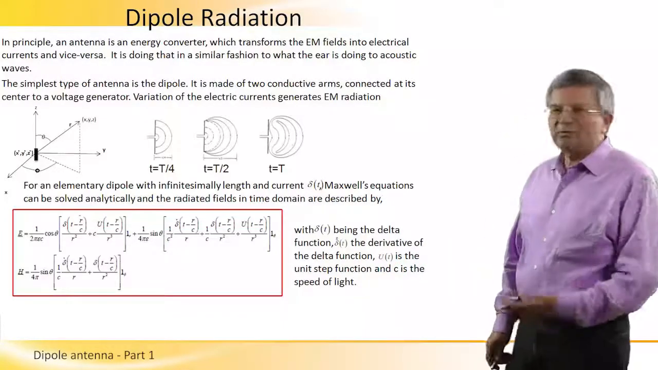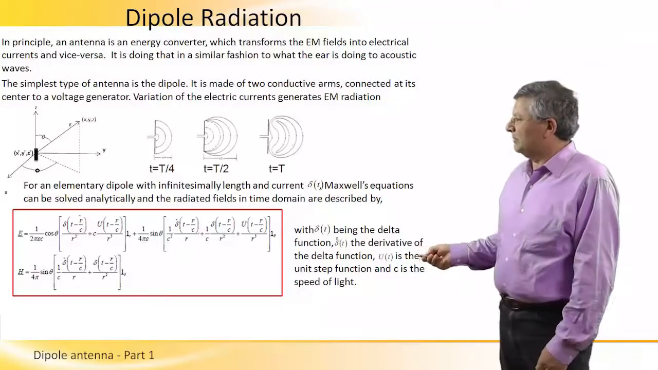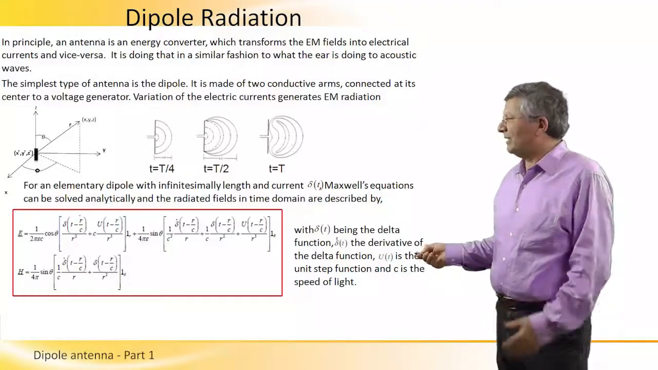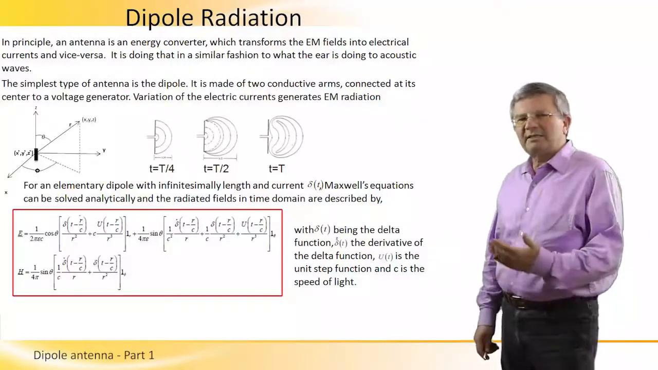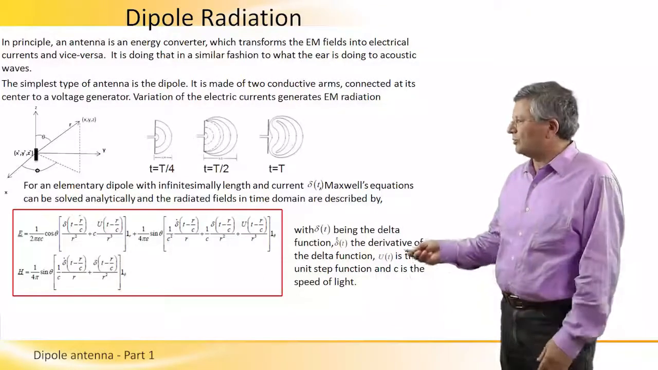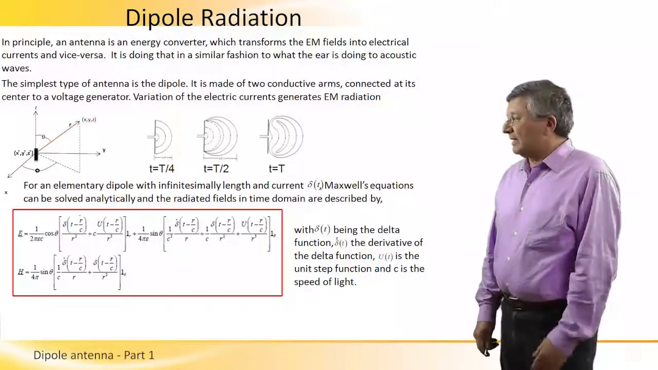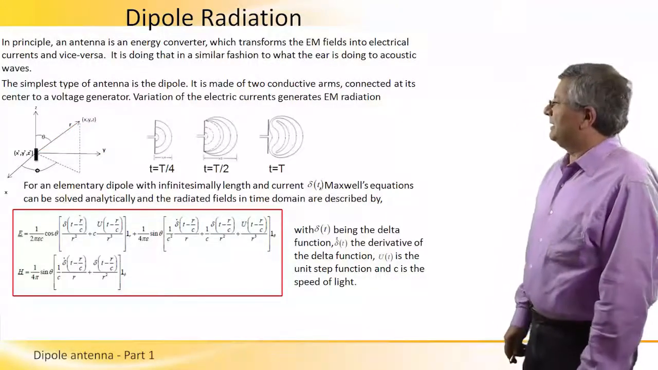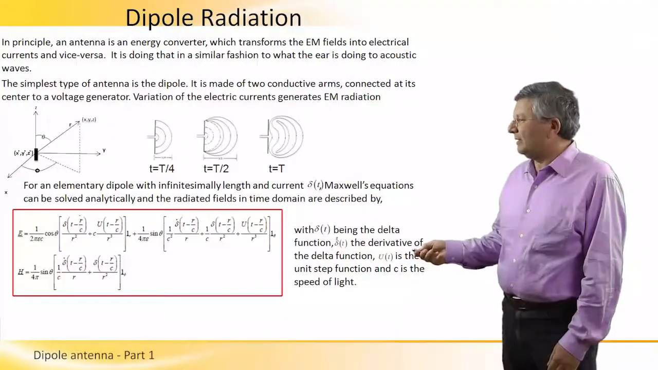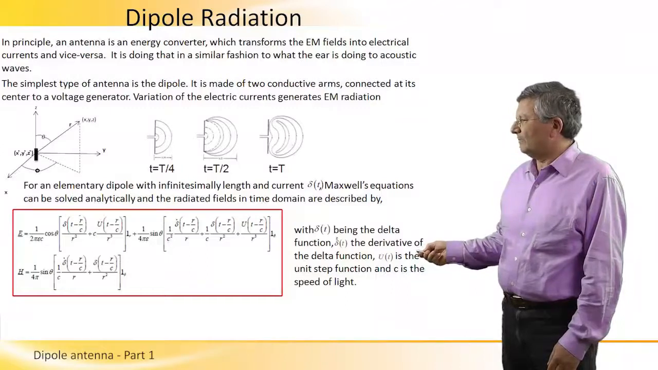What we can note, first of all, is that all the functions involved here have the variable t minus r over c. t is the time, and r over c is the time delay it takes the signal to travel from the origin to the observation point. The second observation is that the electric field has two components. One is radial, and the other is transverse, in the theta direction.